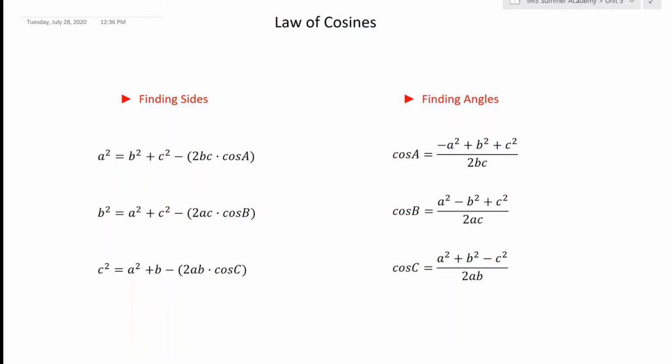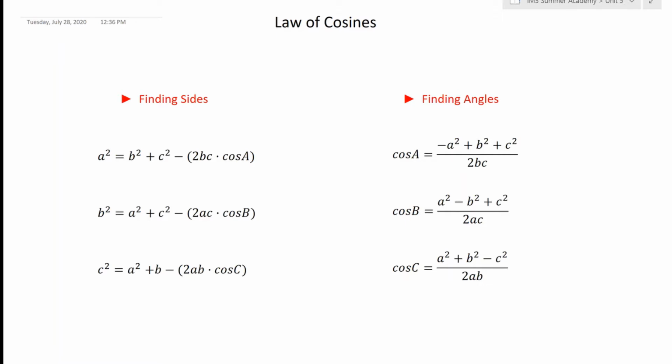Depending on what type of information is given in our problem, sometimes law of sines won't work. In that case, we have to turn to law of cosines. It's a little bit more complicated, but it still does the same things. It allows us to find missing sides and missing angles of triangles, but mainly on triangles that are non-right.